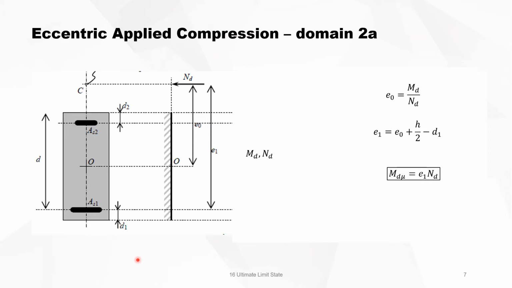The bending moment we are working with to calculate the reduced bending moment is not MD, but E1 times ND. So that's a difference that we have to remember. We work with the bending moment related to the most tensioned reinforcement to calculate the reduced bending moment.